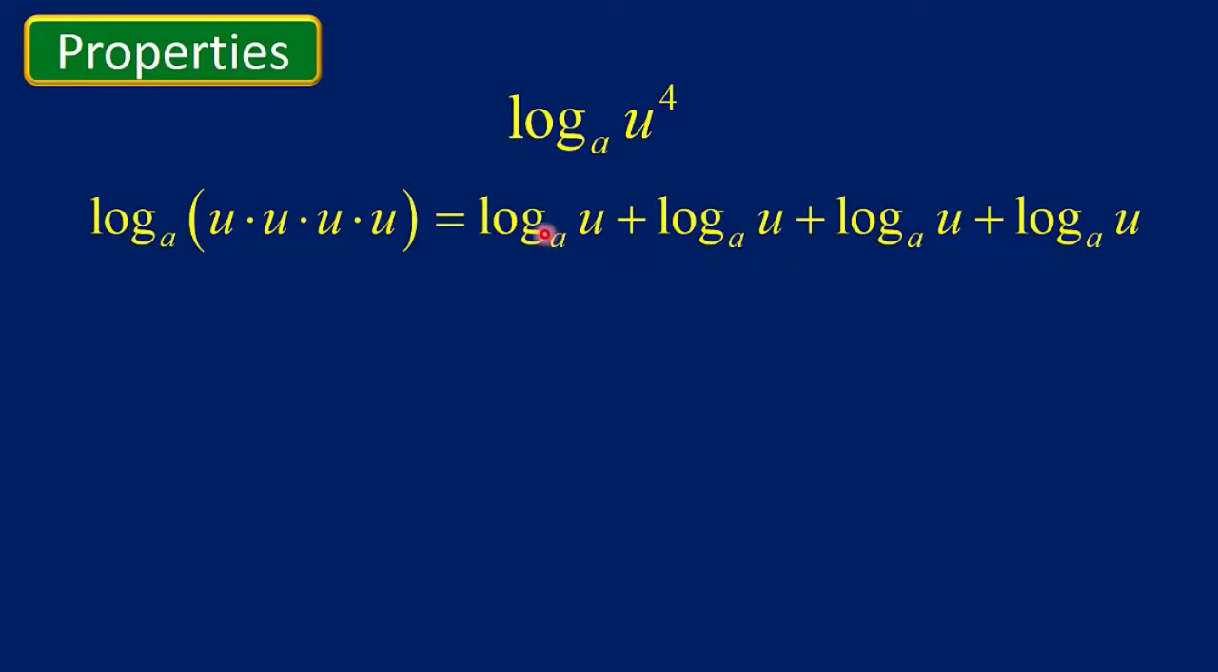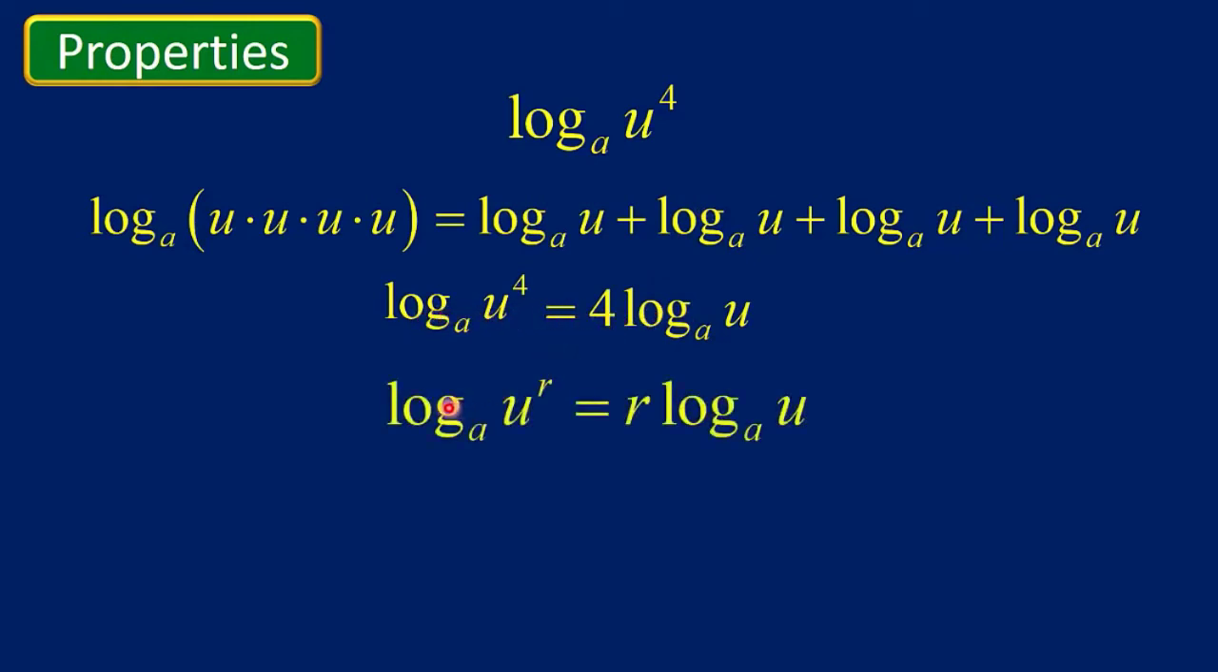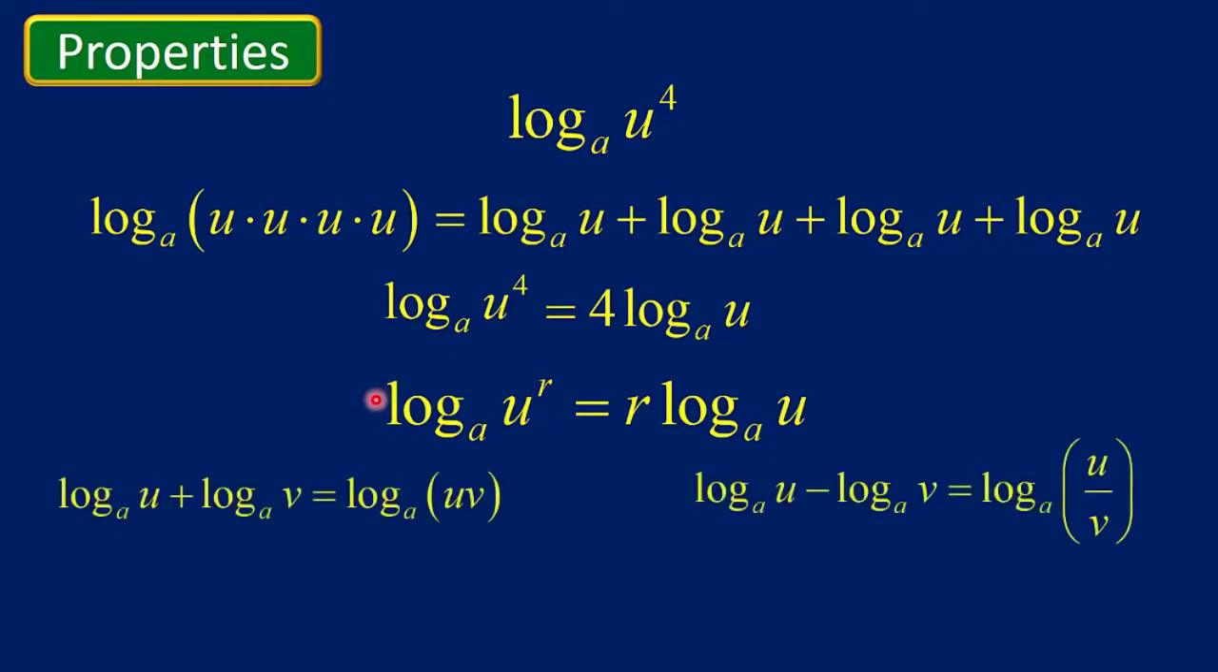Now notice there are 4 of these. 1, 2, 3, 4. So this right here, of course, is log u to the fourth, and this right here is 4 log u. See, there's 4 of them. 1, 2, 3, 4. So look what this is saying. These two are the same. And in fact, this is our third property that we're going to observe, that log base a of u to the r is equal to r log base a of u. It's like I just brought that r out front. And then we put those together with our other 2 properties. And these are 3 very powerful tools in mathematics that we'll be using.